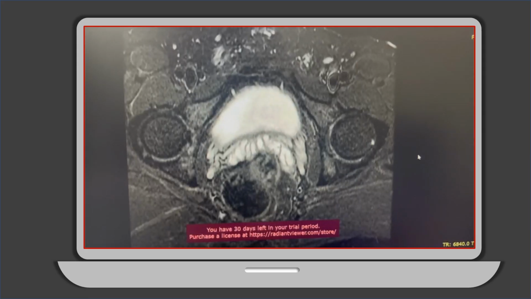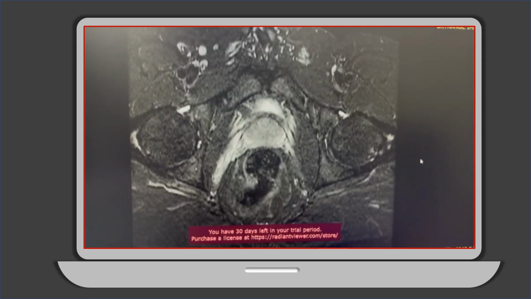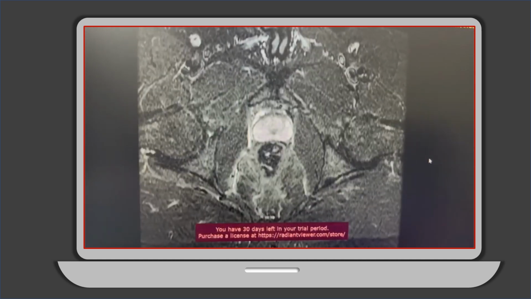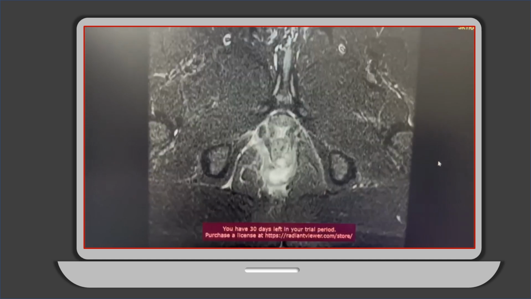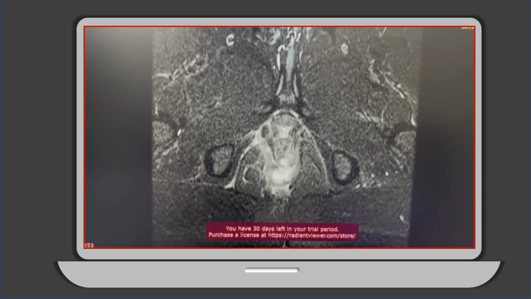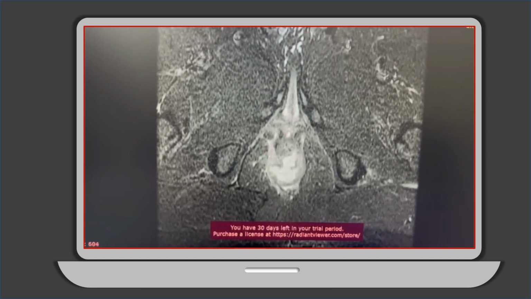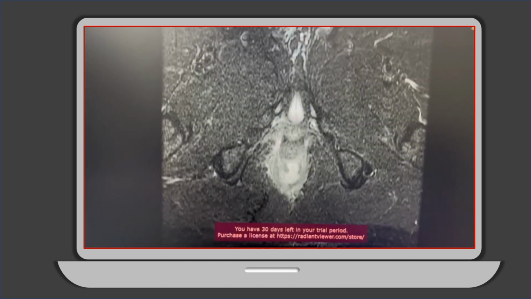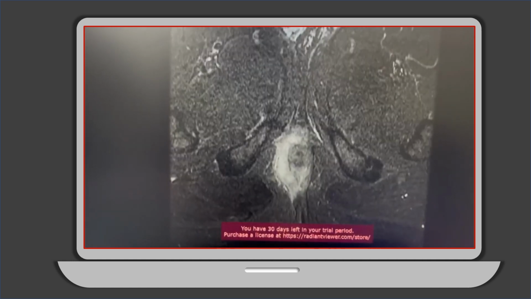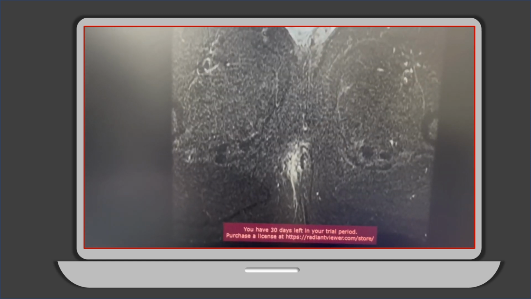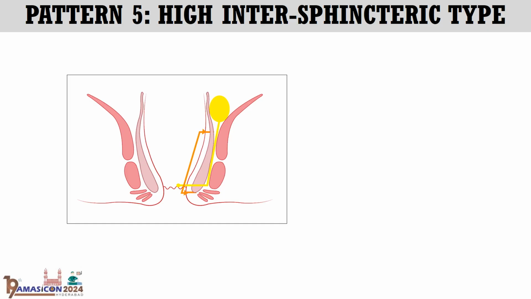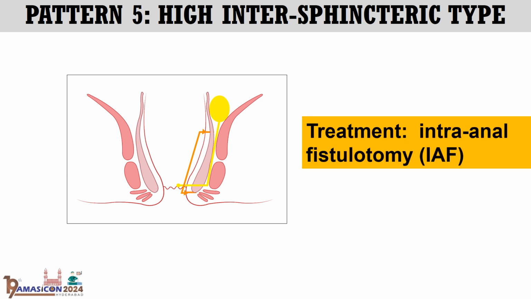So this is a patient of high intersphincteric fistula with abscess, meaning a high intersphincteric pattern. He has the abscess located only in the intersphincteric space. We can appreciate the external sphincter is ballooning, but the disease component is lying medial to the external sphincter. So this is the classical high intersphincteric type where we need intra-anal fistulotomy.